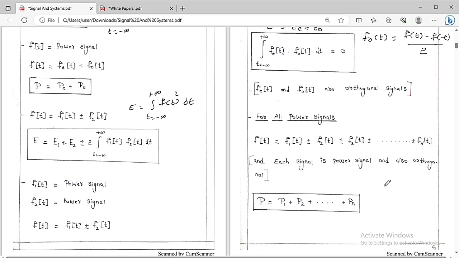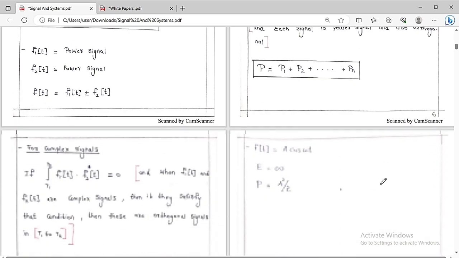So therefore if you take f of t, which is a summation or subtraction of so many power signals, and these signals are power signals as well as orthogonal signals, then we can say that the net power present in f of t is the summation of the individual power present in each and every signal. So P is equal to P1 plus P2 plus up to plus Pn. So this point always you have to keep in your mind.